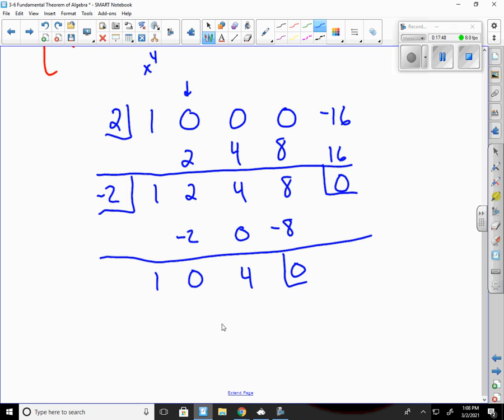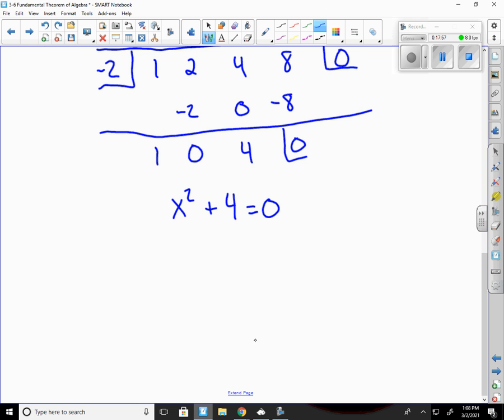Fill them back in. I have 4, 0x to the first, so that's gone. And then x to the second. Set that equal to 0. And now solve. Subtract my 4 over. X squared equals negative 4. Take the square root of both sides. That gives me x equals, when I'm taking the square root of a negative, I have to break it up. Negative 1 times 4. Square root of 4 is 2. Square root of negative 1 is i. So I have plus and minus 2i.